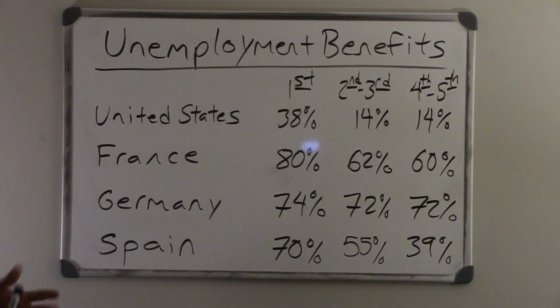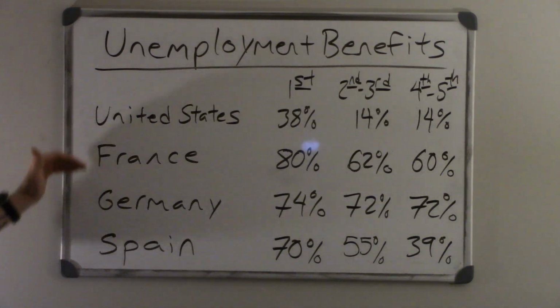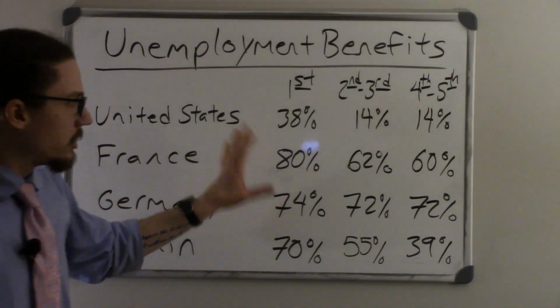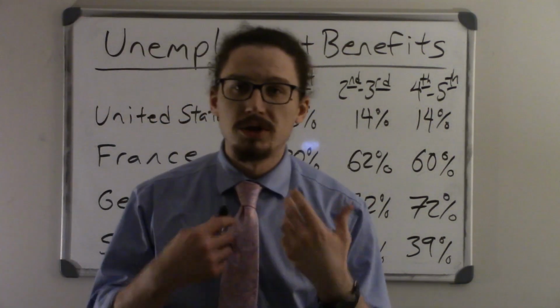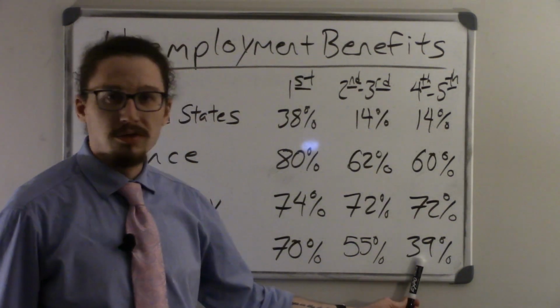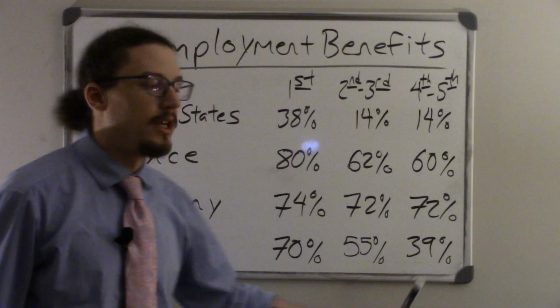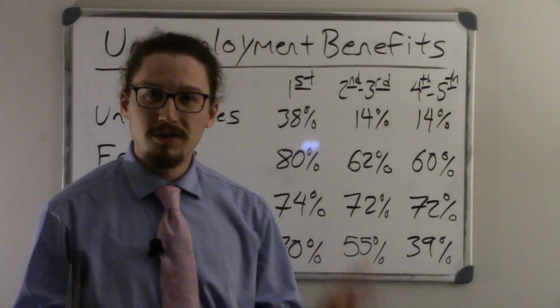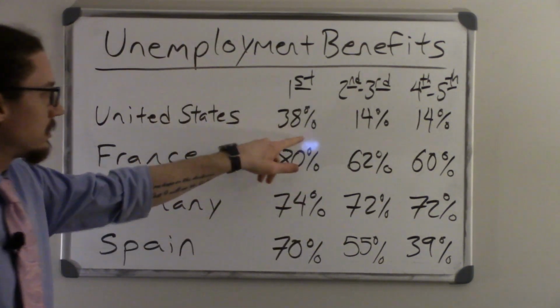Looking at this, there should be some things that make sense. Why the unemployment rate tends to remain high after a spike in countries like France, Germany, and Spain: there's not as much pressure to return back to work. Spain gives the lowest percentage for the fourth and fifth year, and it's 1% higher than in the United States for the first year.